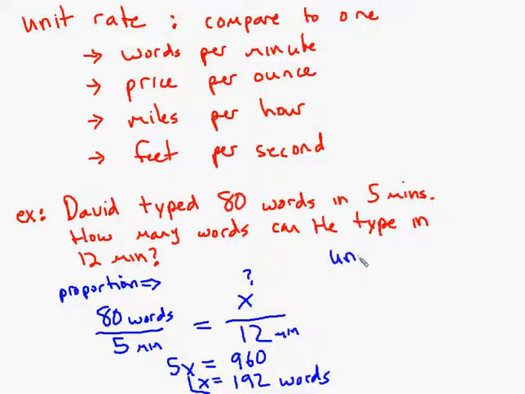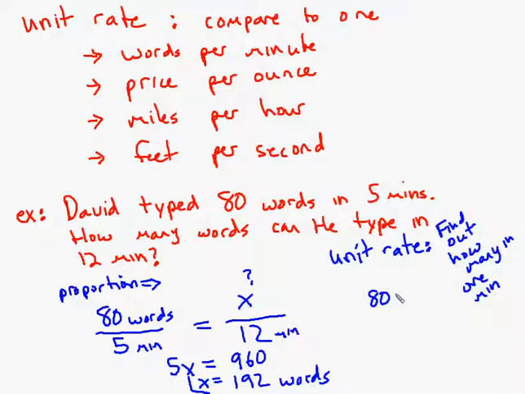We might want to know his unit rate. So doing the unit rate, what I'm going to do is I'm going to figure out first how many he does in 1 minute. So I do 80 divided by 5 to figure out his unit rate. I'd say, okay, well, how many words could he do in 1 minute? So I just divide them. And what's 80 divided by 5? So he can do 16 words per minute.